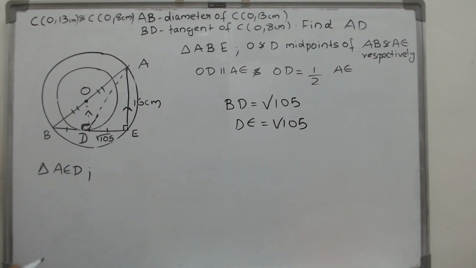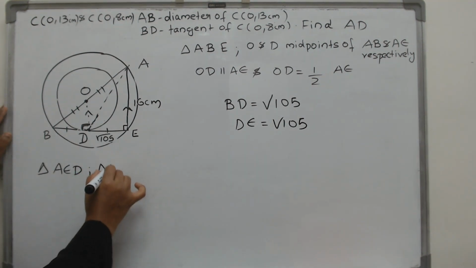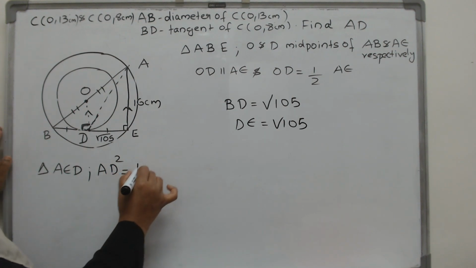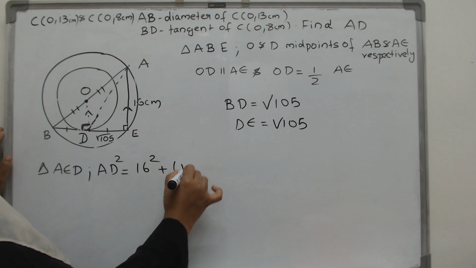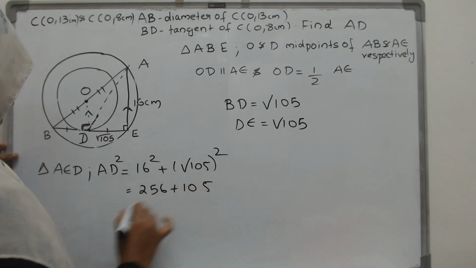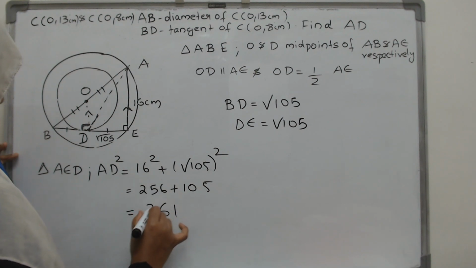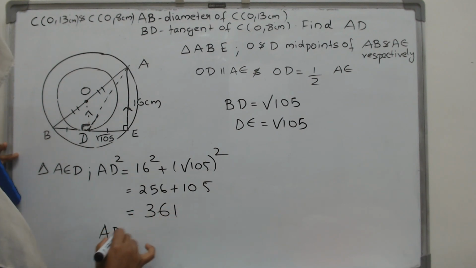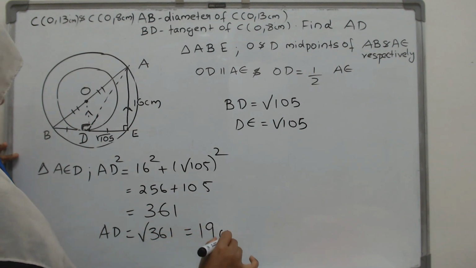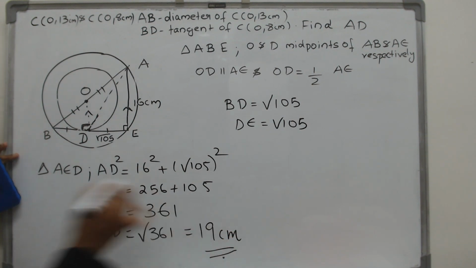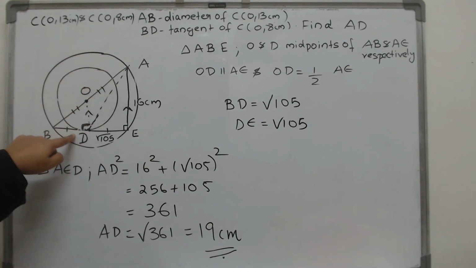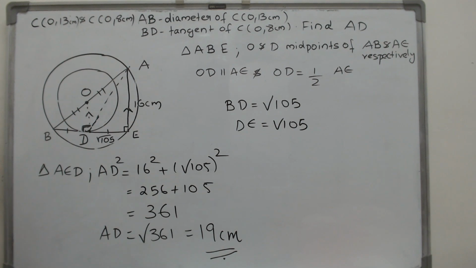So if you consider triangle AED, you need its hypotenuse, which is AD square. Apply the Pythagoras theorem and you get this is equal to... So the length of this line segment AD is 19 centimeters.